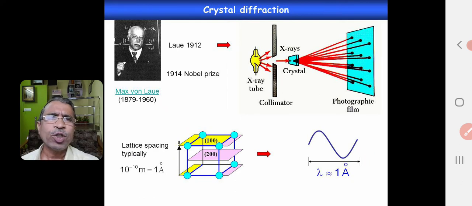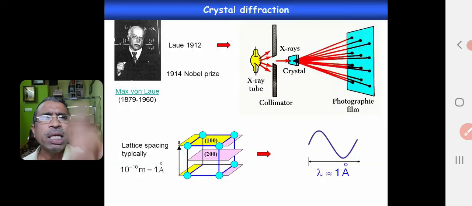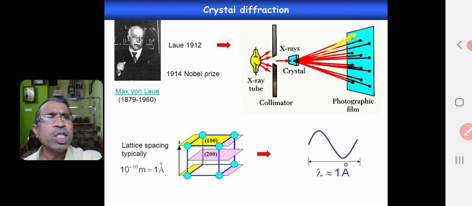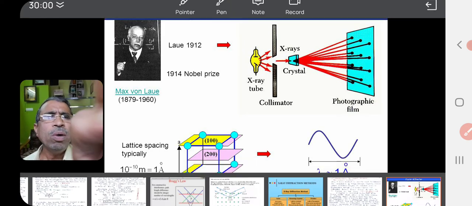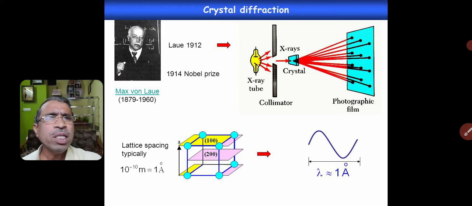Here I have shown it. Laue, a great scientist, got the Nobel Prize in 1914, and here he used X-rays and passed them through a crystal, and that crystal gives a spot. This spot is a characteristic feature of the crystal. So based on this spot, we can find out what the geometry of that crystal would be.